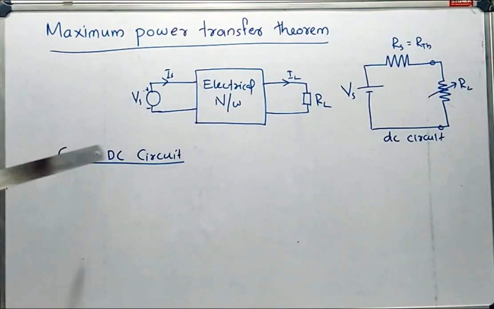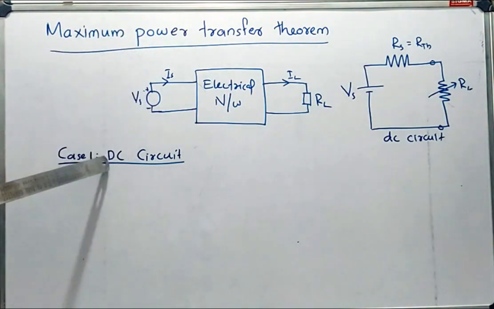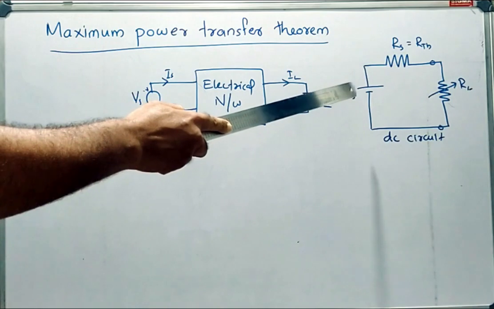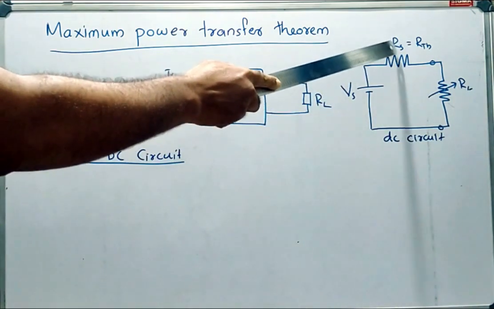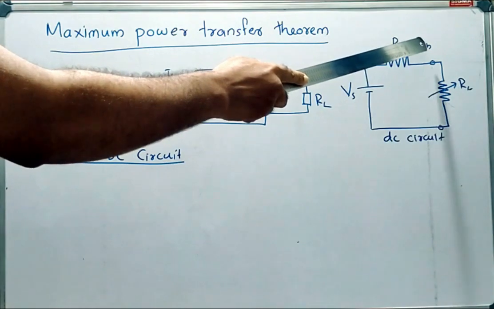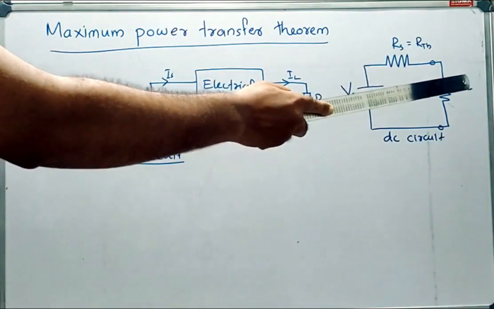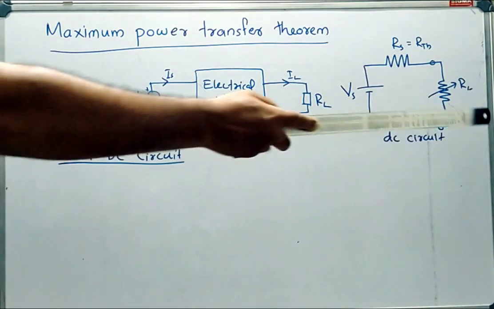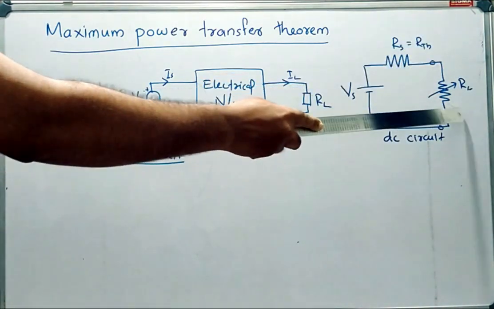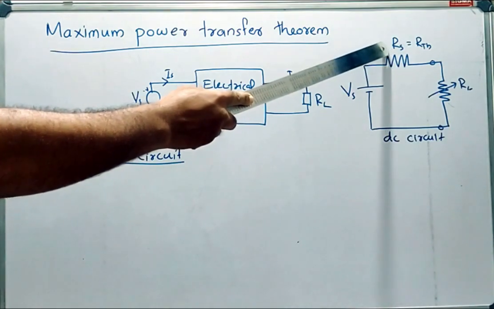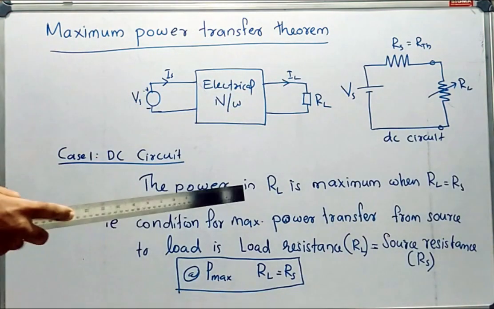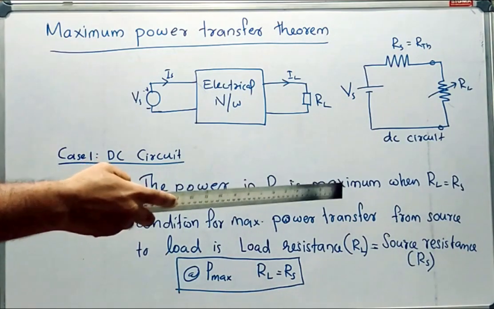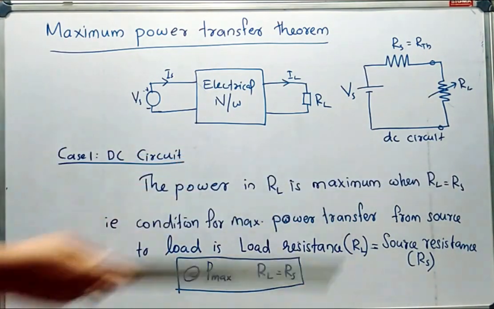First of all, let's consider the maximum power transfer theorem in a DC circuit. For that, let's consider a DC voltage source Vs having source resistance Rs, which is equal to Thevenin's equivalent resistance, supplying power to a load resistance RL. According to the maximum power transfer theorem, the power in RL is maximum when the load resistance is equal to the source resistance. That is, the power in load resistance RL is maximum when RL is equal to Rs.